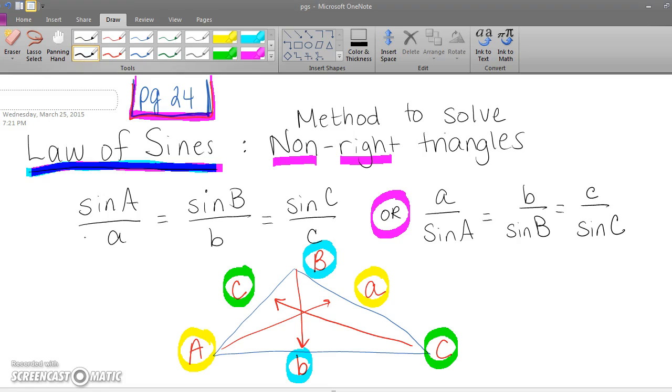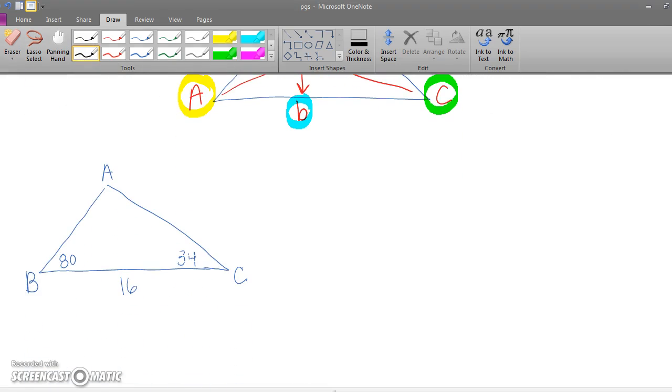So, our first example, we're going to give you a triangle. Example 1, go ahead and draw the triangle. And at any time, if the video is going too fast, you can stop it and rewind it.